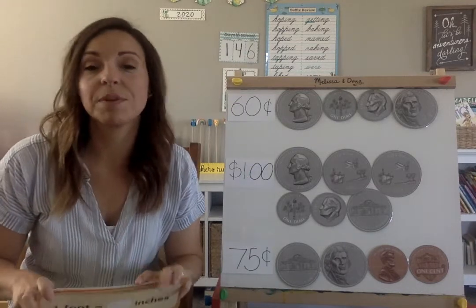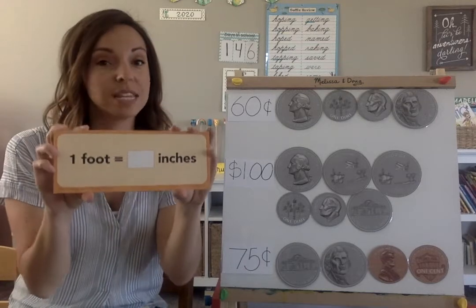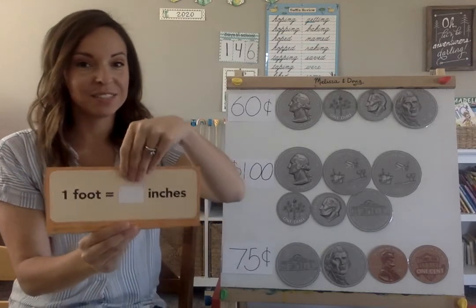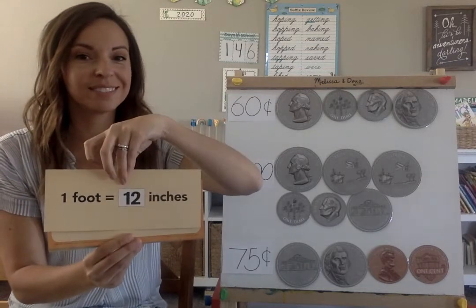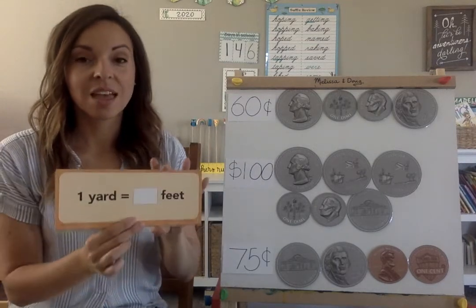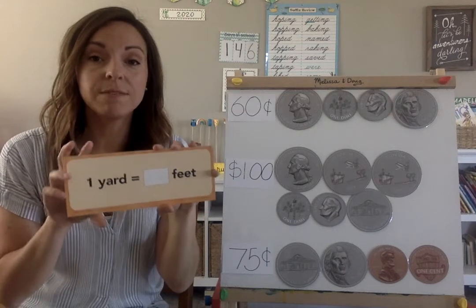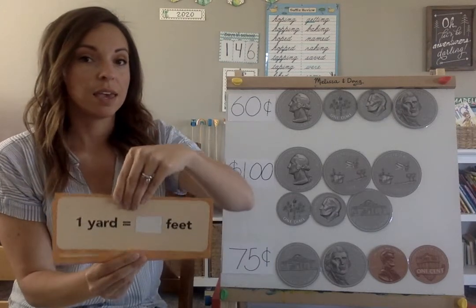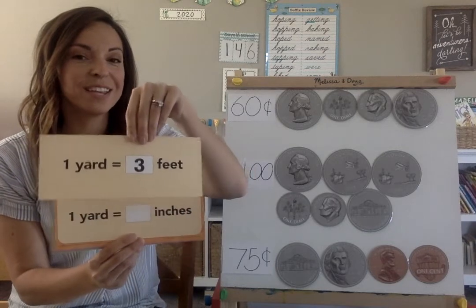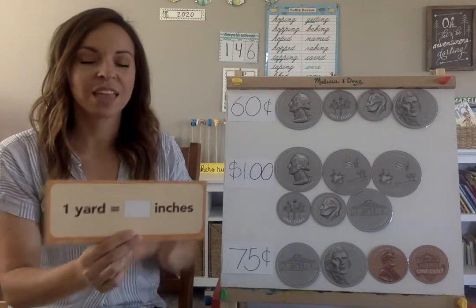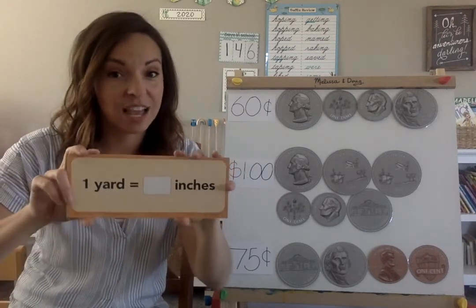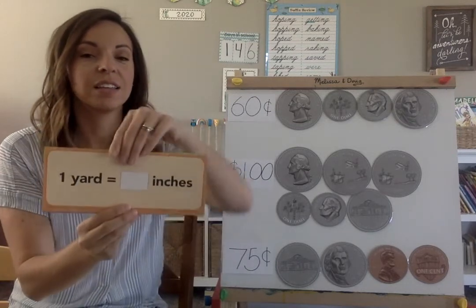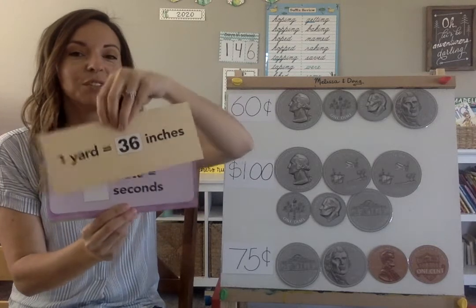Now let's move on to some measurement. 1 foot equals how many inches? How many inches in a foot? If you said 12, you are correct. What about yard? How many feet are in a yard? 1 yard equals how many feet? If you said 3, you were correct. What about inches? How many inches are in a yard? If you said 36, you are correct.